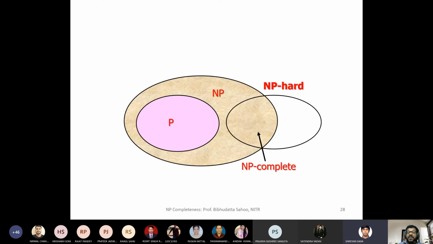You see this outer world, shaded yellow, is your whole problem world, right? You understood that. Out of which we have polynomial time algorithms, that is the pink color. For the rest of the problems we do not have a polynomial time algorithm. Then suddenly one word comes, NP complete. So far we have not defined NP complete. So what do you mean by a problem being NP complete?